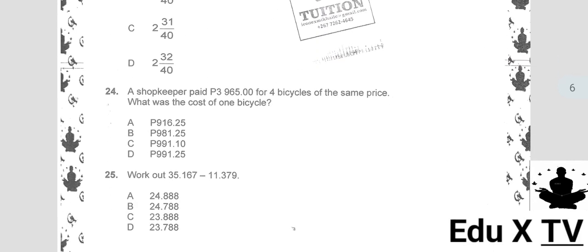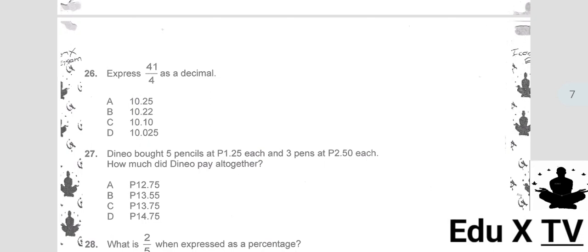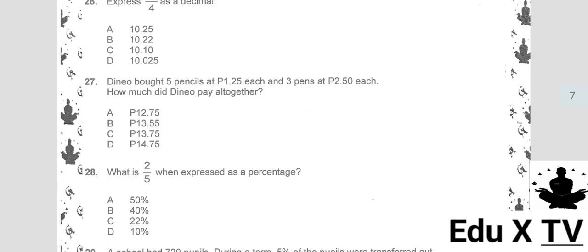Number 24. A shopkeeper paid 3,965 Pula for 4 bicycles of the same price. What was the cost of one bicycle? The answer is D. Number 25. Work out 35.167 minus 11.379. The answer is D. Number 26. Express 41 over 4 as a decimal. The answer is A.